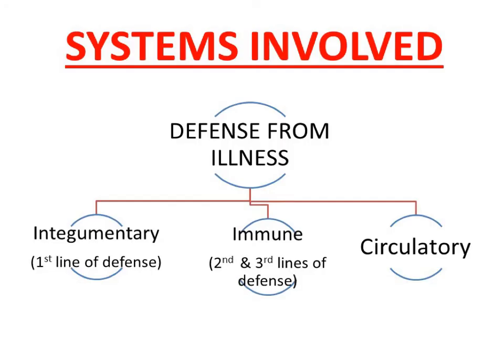All right, so to defend ourselves from illness, our body uses a combination of systems. The integumentary system, which is a really fancy way of saying skin, the immune system, and the circulatory system. And we talked about the circulatory system yesterday, so again, this should be pretty short.